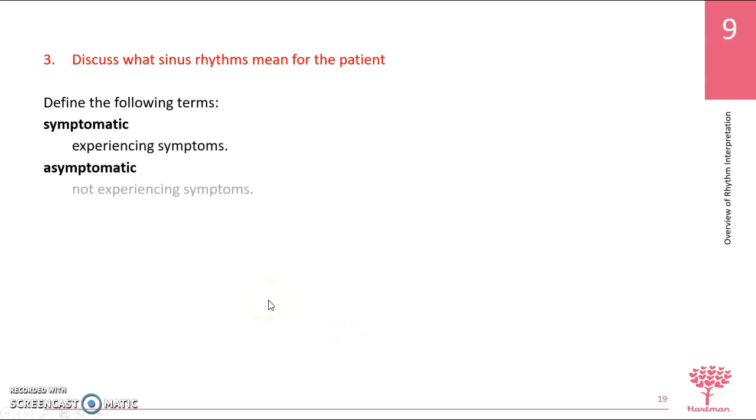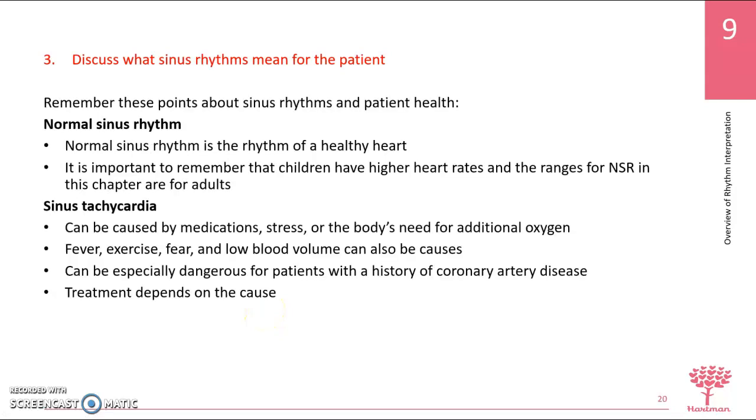Symptomatic and asymptomatic. Now, you should know what this means by now, but symptoms are something that you feel, something that you're experiencing, something that is occurring because of whatever's going on with your heart. So if you're getting some kind of symptom, that would be symptomatic. Asymptomatic would be you have the problem, but you're not getting any symptoms. The reason we're showing you those definitions is that we're going to look at what occurs because of these rhythms.